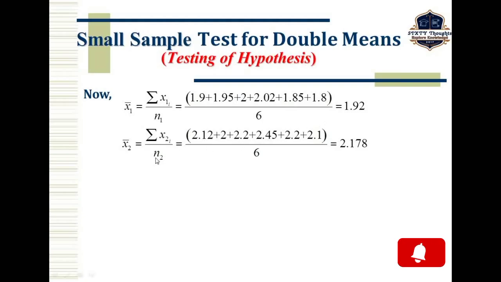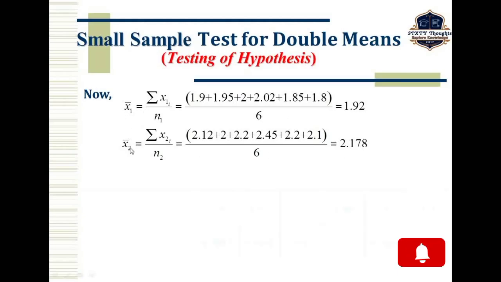Similarly we find x2 bar. x2 bar is nothing but sum of x2 by n2. Sum of x2 is nothing but the buffalo milk data. So adding the values and dividing by 6 we get 0.178. Now we have x1 bar, x2 bar.